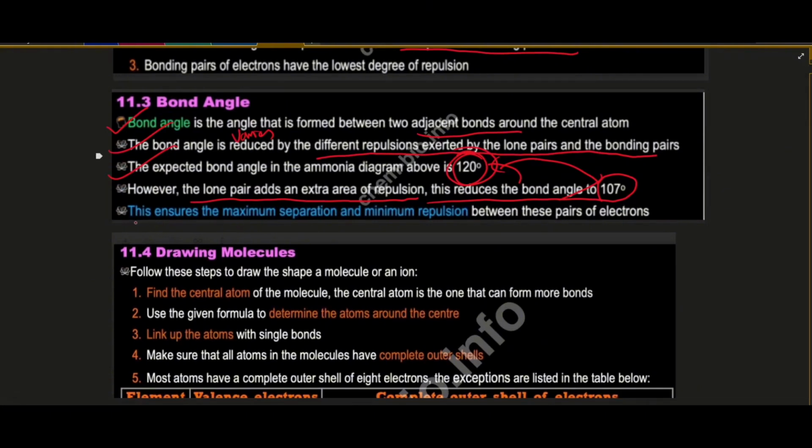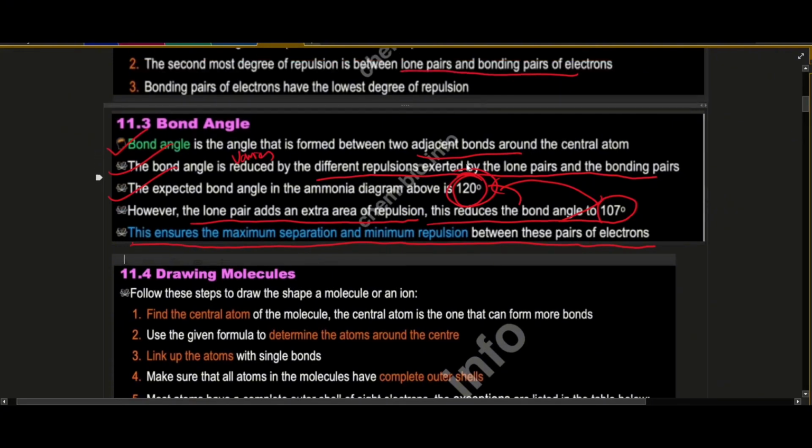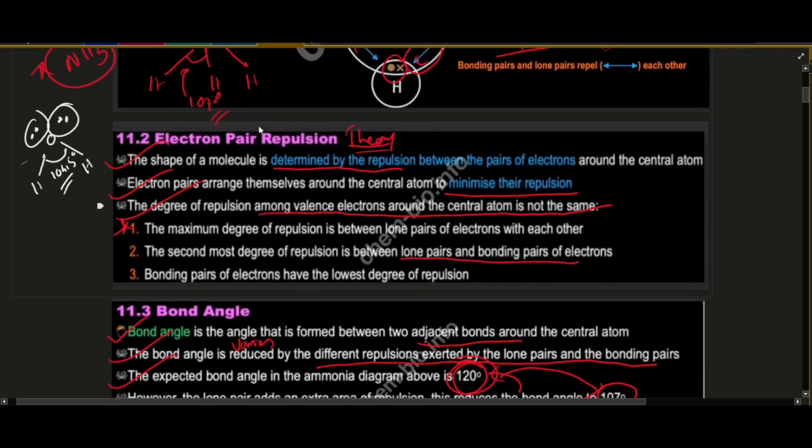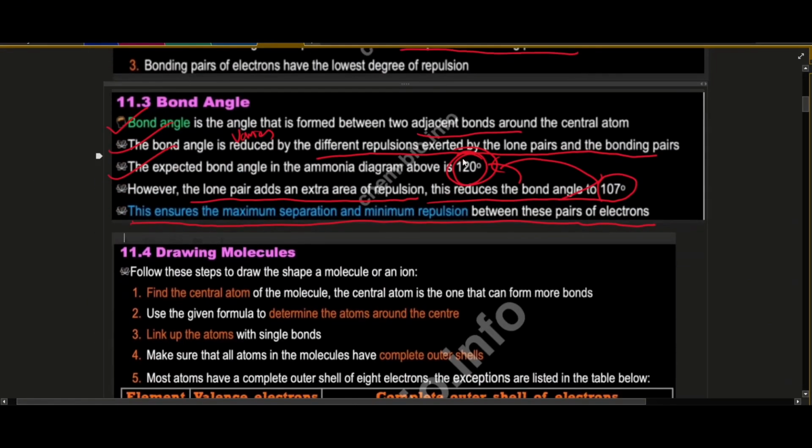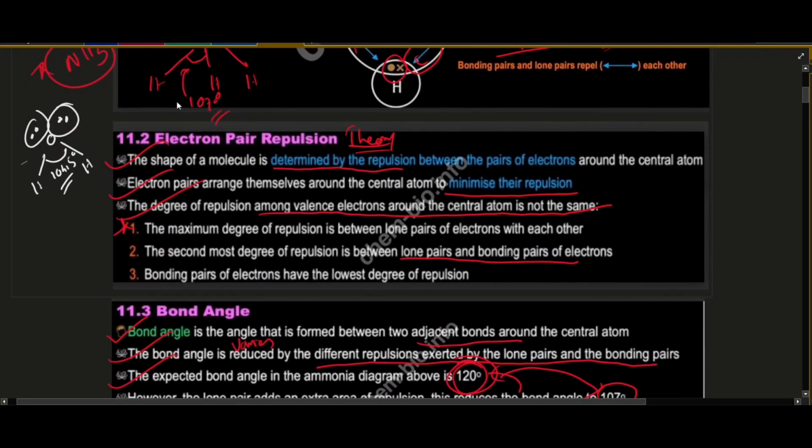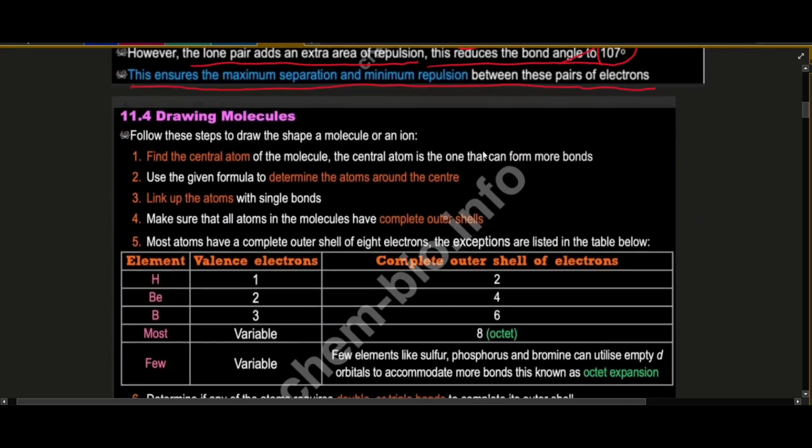And why is it important that the bond angle reduces? This ensures the maximum separation and the minimum repulsion between these pairs of electrons, which again supports our electron pair repulsion theory. Am I clear? So the reduction in bond angle is basically to ensure maximum separation and minimum repulsion between the pairs of electrons, so that the electron pair repulsion theory is supported. And it's the basis on which the shape of that particular molecule is determined.